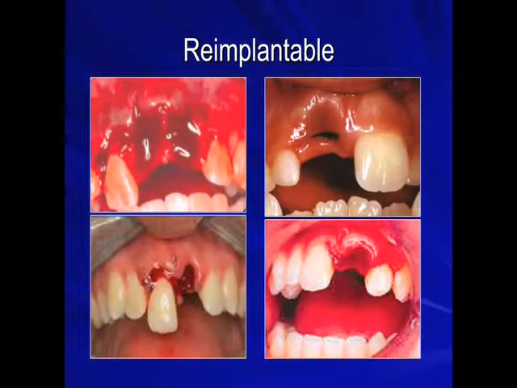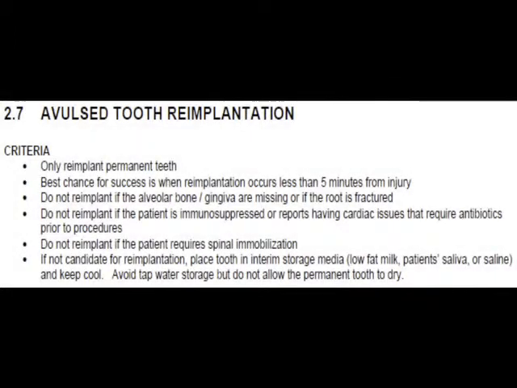All of these photos, however, represent the location of an avulsed tooth that is eligible for reimplantation. As you can see, it is often the central incisor that is avulsed, and this makes for a relatively simple reimplantation. So let's review our criteria one more time.